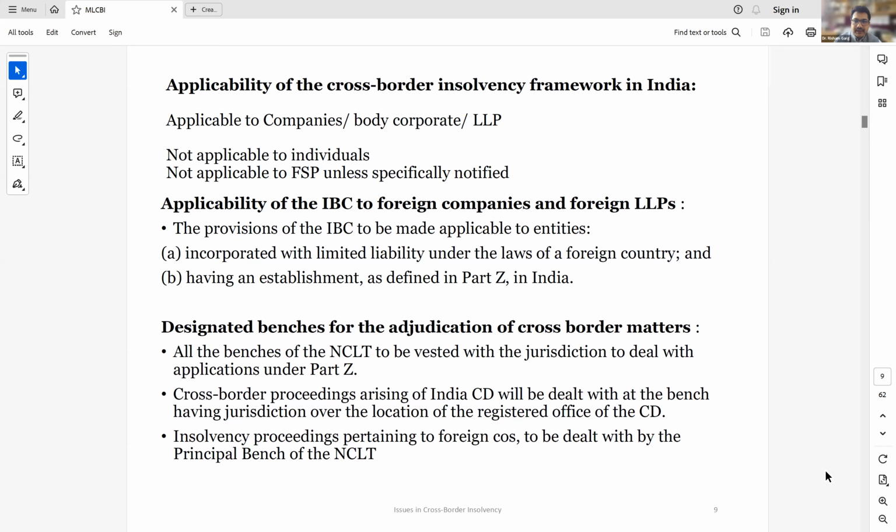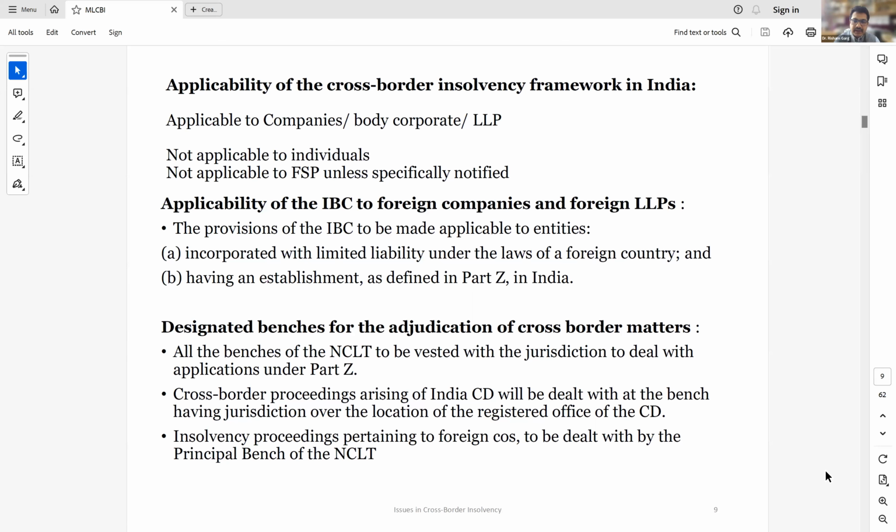So, applicability of the IBC to foreign companies and foreign LLPs. The provisions of the IBC are to be made applicable to entities which are incorporated with limited liability under the laws of a foreign country and also have an establishment, as defined in Part Z, in India. So, which are the designated benches which will adjudicate the cross-border insolvency matters? Now, as per the draft law and the draft rules and regulations issued by the board, all the benches of the NCLT are to be vested with the jurisdiction to deal with applications under Part Z.